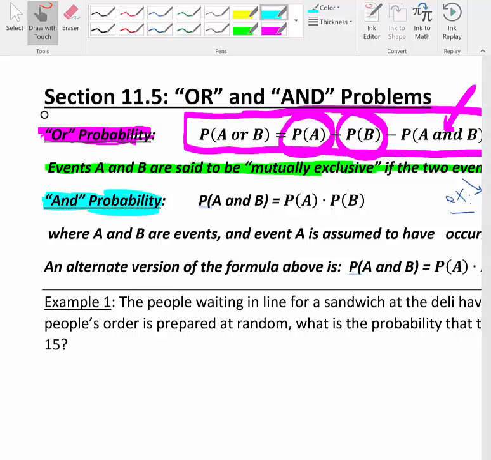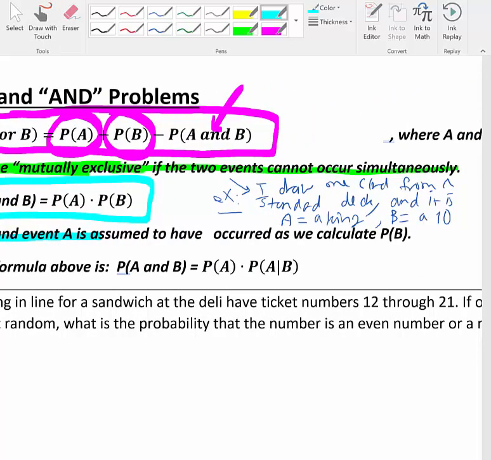How about "and" probability? If you want to know the probability of one thing happening and the other thing happening at the same time, it's really just the two multiplied together: the probability of A times the probability of B. It's similar to the counting principle we saw a couple sections back with the tree diagrams. You multiply because you want this to happen and this to happen. Here A and B are events, and event A is assumed to have occurred as we calculate the probability of B.